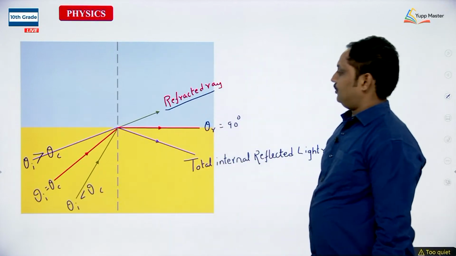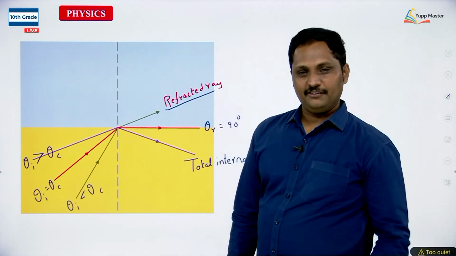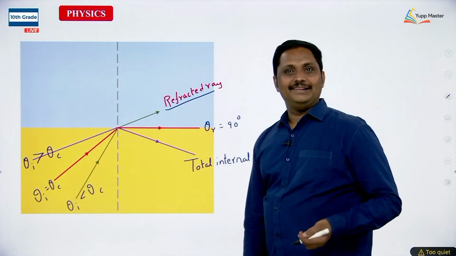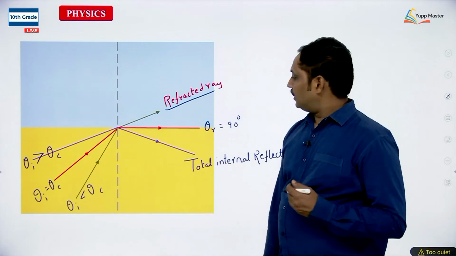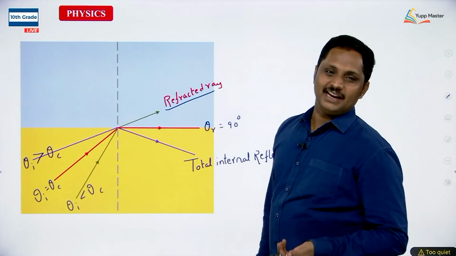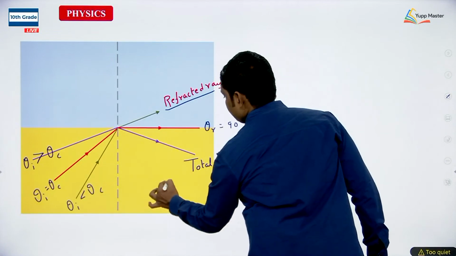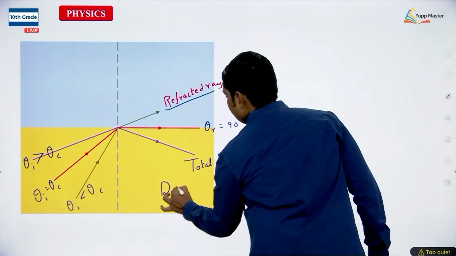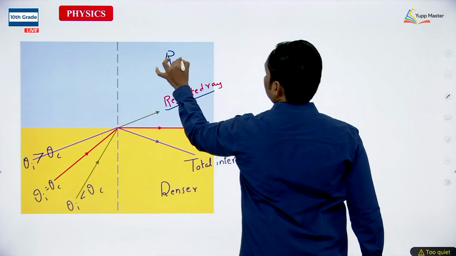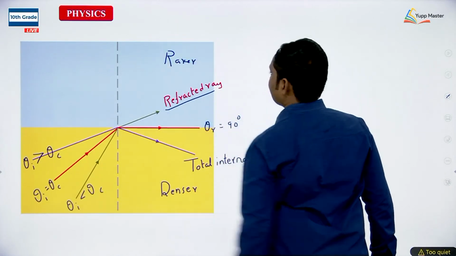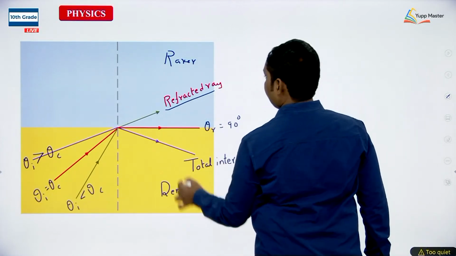Let us assume these three cases are very important. So, in order to get the total internal reflection, you have to send the light ray incident at an angle greater than the critical angle, no doubt at all. And one more thing, this is the denser medium, and this is the rarer medium. We are going to assume this denser and rarer.